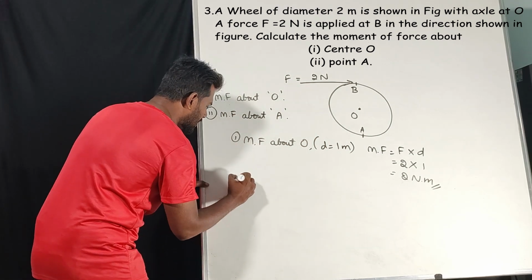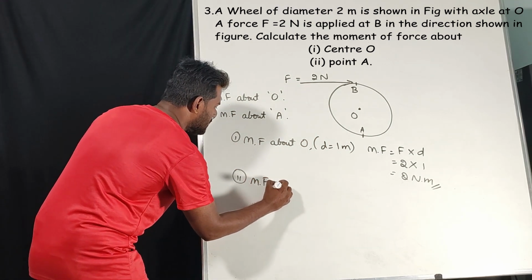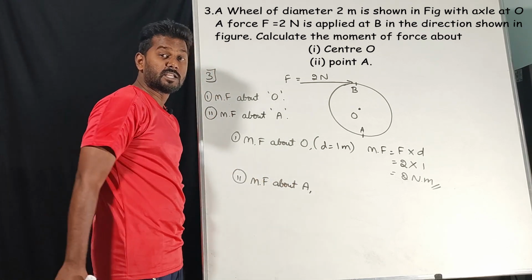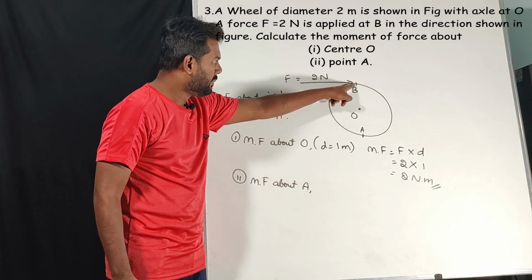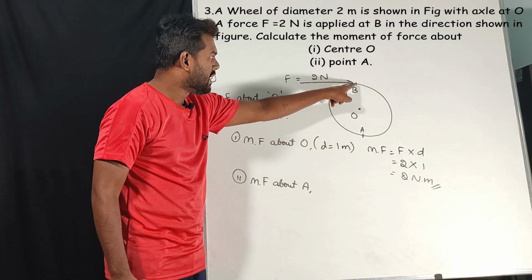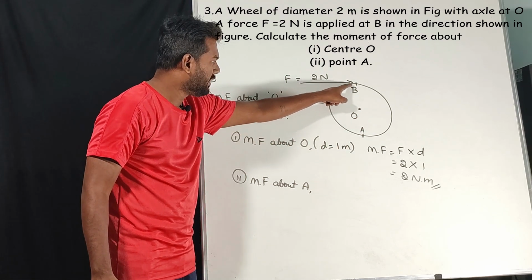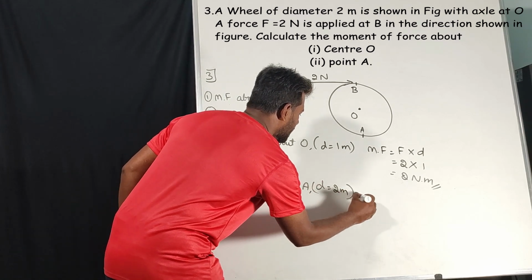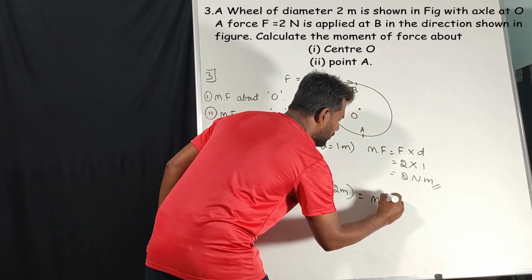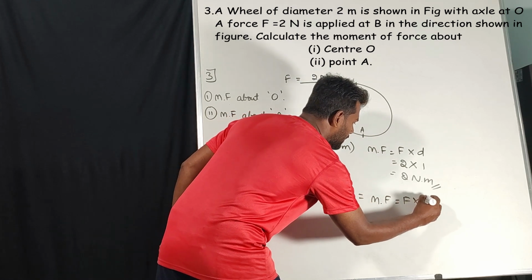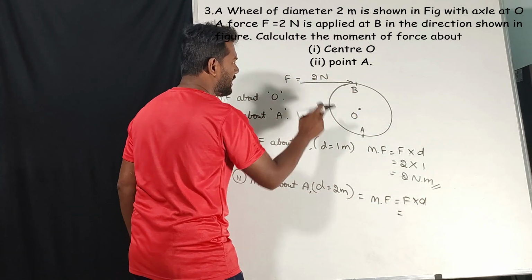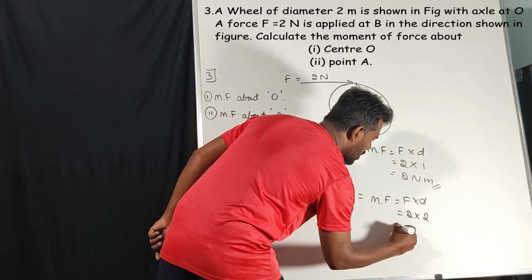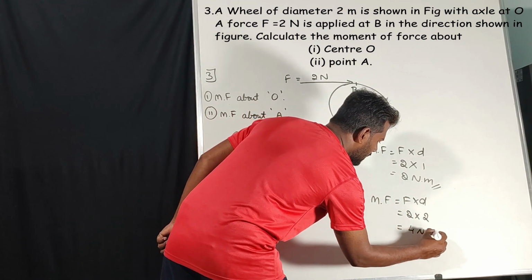That's it. Second one, moment of force about point A. Here, what is the distance, perpendicular distance from B to A? Why B? Because we are applying force at B. So from B to A, it is 2 meter. Perpendicular distance is 2 meter. Then moment of force is equal to F into D. Same formula. Force remains same because we are applying only one force, that is 2 Newton into distance is equal to 2. Moment of force will be 4 Newton meter.